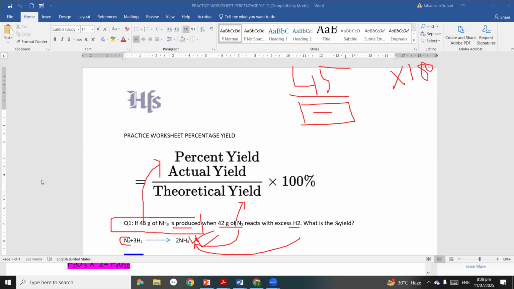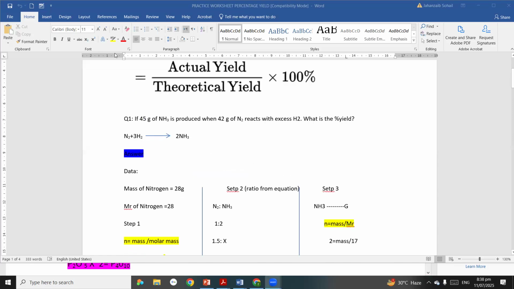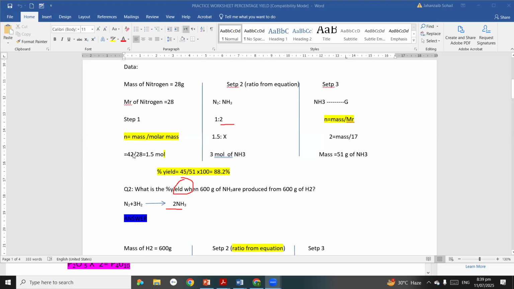So let's see the first question, then you will practice the second one. Look here, I have solved the worksheet. This is the given mass, 28 gram, the mass of nitrogen. Basically, it is 42. It's wrong here. By mistake it is written 28 gram. It is 42 gram of nitrogen here. And the molecular mass is 28. So when you divide it, yes, 42 divided by 28.